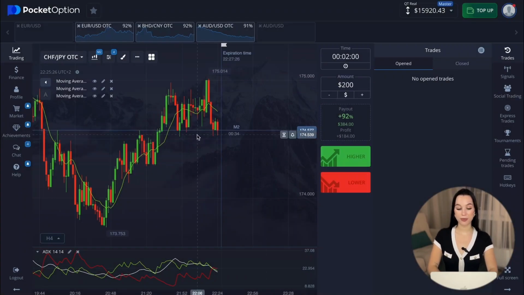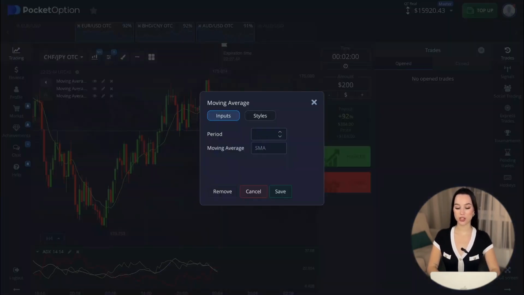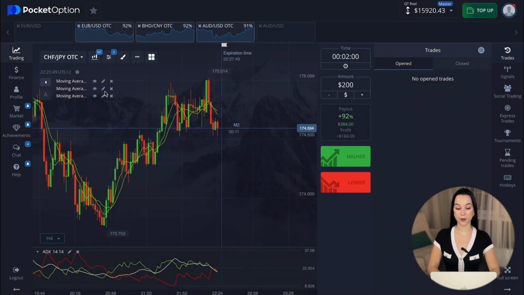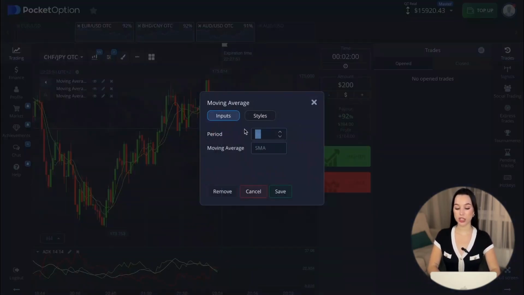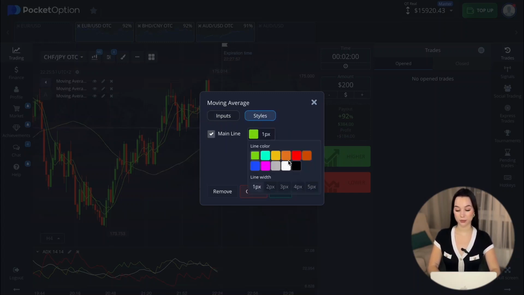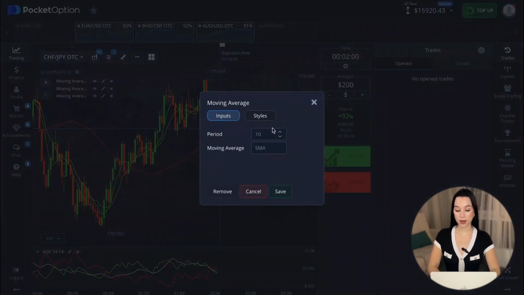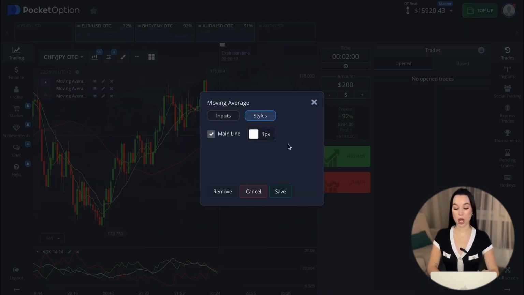and we click save. For the first moving average, I change the period to 6 and the main line is green, like here. For the second moving average, we change our period to 50 and the style is red. And we click save. For the third moving average, we choose the period of 14, moving average SMA, and the color is white.